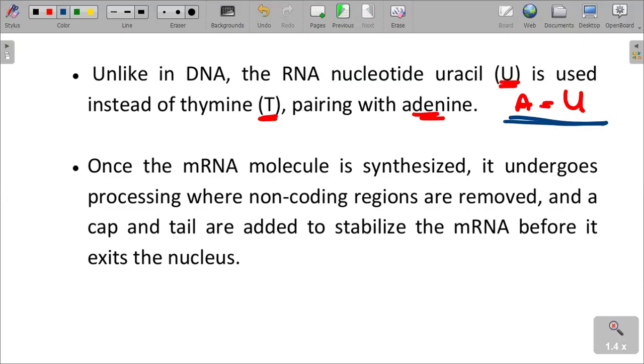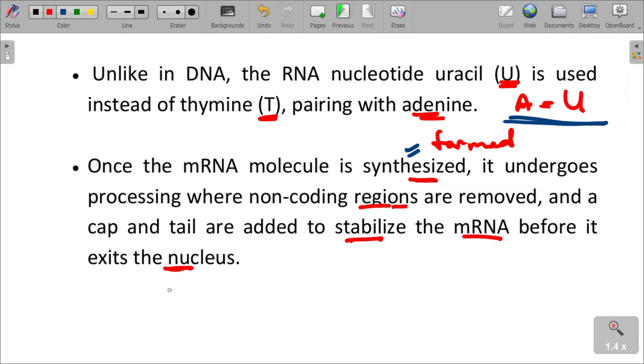Once the mRNA molecule is formed, it undergoes a process where non-coding regions are removed. Certain sections are non-coding, so when they are identified, they are removed, and a cap and tail are added to stabilize the mRNA before it exits the nucleus.